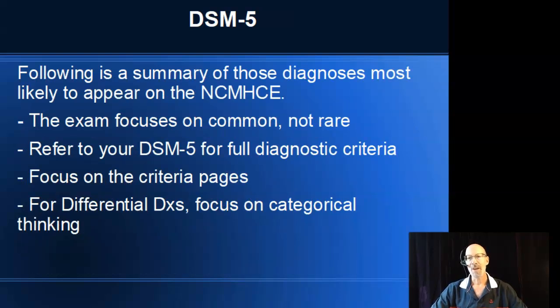Following is a summary of those diagnoses most likely to appear on the NCMHCE. The exam is going to focus on the common bread and butter diagnoses. Some of the really rare stuff is super unlikely on the exam. Refer to your DSM-5 for full diagnostic criteria. Now, the DSM-5 is many hundreds of pages. You do not need to read your entire DSM-5 for this test. You can read it for your own personal edification if you want, but you don't need it for the test.